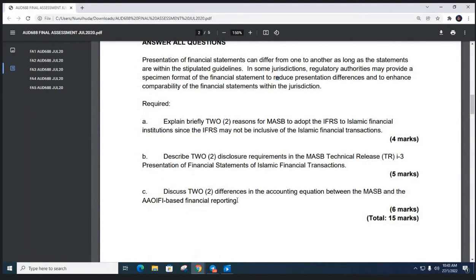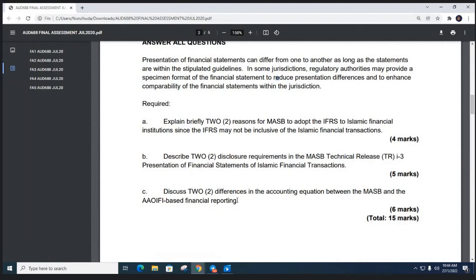If we say the components of the first difference in the accounting equation between MASB and the IFE-based financial reporting is in terms of statement of financial position. Okay. The SOP for MASB comprise of three components, which are the asset, liabilities, and the owner equity, while the IOFE, the SOP comprise of four components, which are asset, liabilities, owner's equity, and equity of investment account holder.